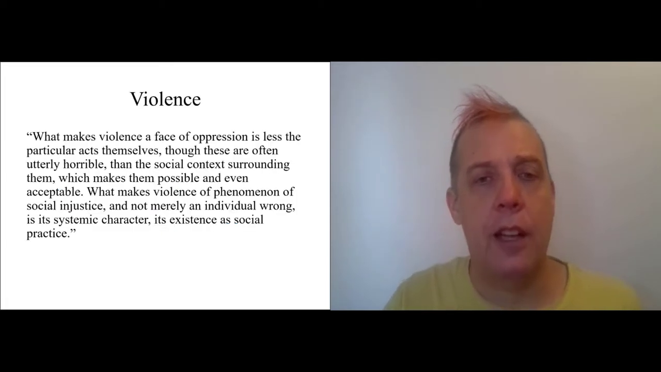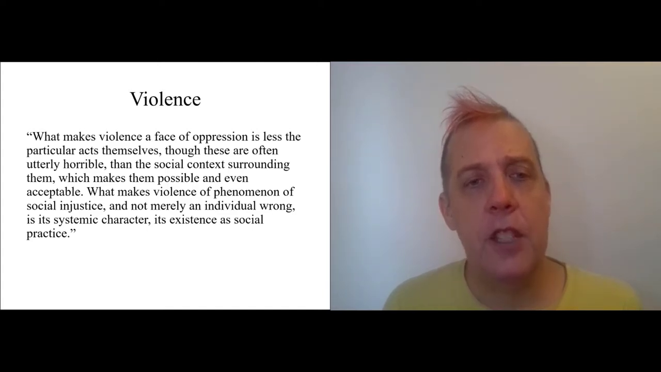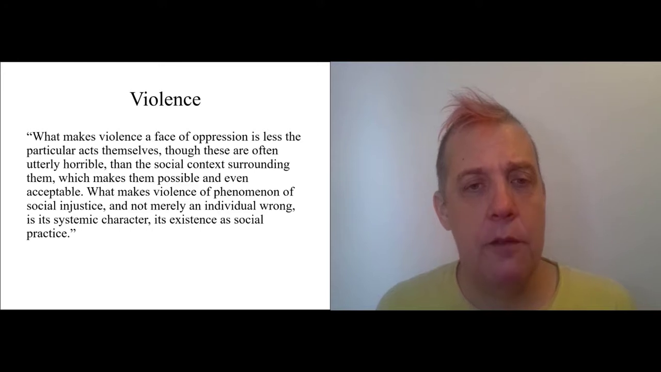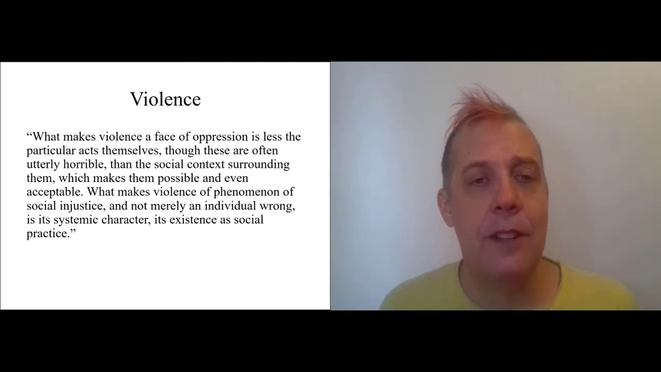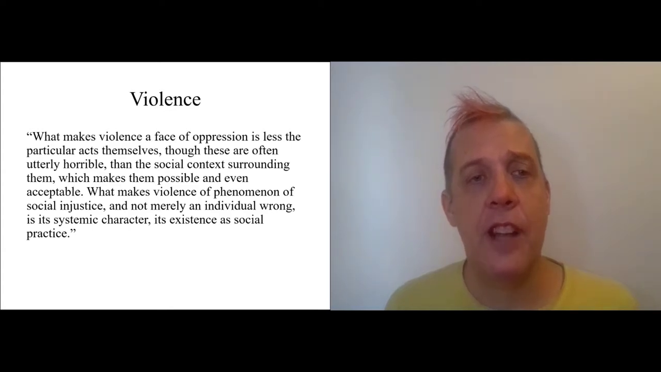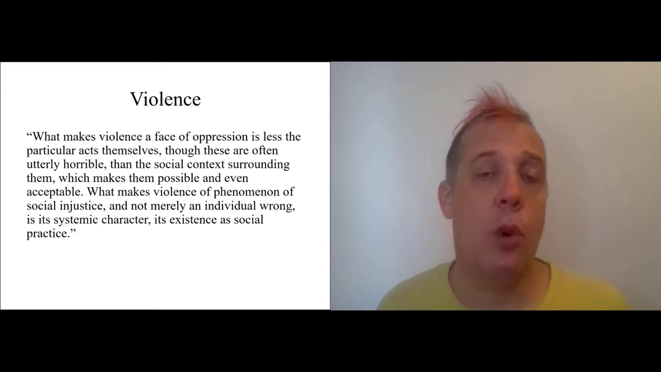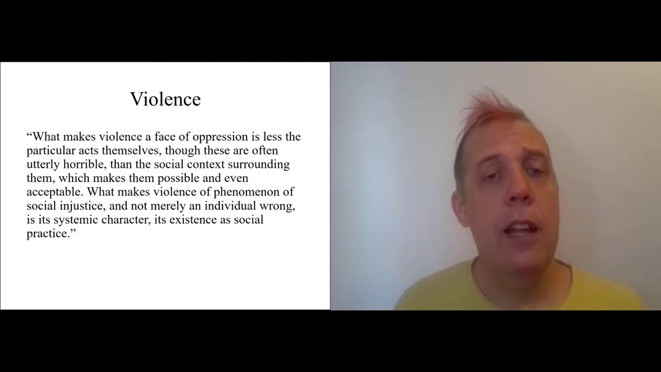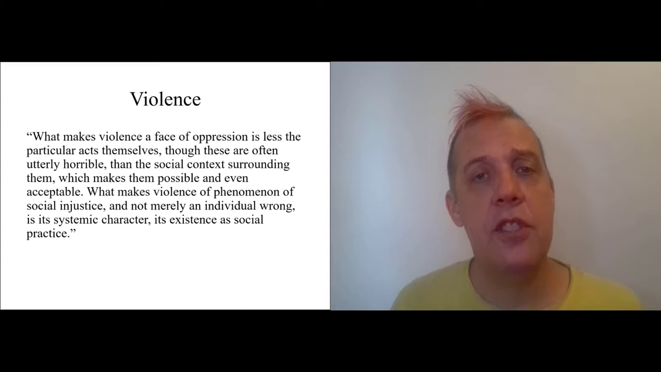All right, so the last one is violence. And again, violence is being used in a specific sense here. What makes violence a face of oppression is less the particular acts themselves, though these are often horrible, than the social context surrounding them, which makes them possible and even acceptable. So again, we're not just talking about any old case where one person hits another person in the face or stabs them in the back or shoots them while they are running away, right? These are all things that are horrible, but they become oppression in Young's sense when they are in a certain social context that makes them possible or even acceptable.